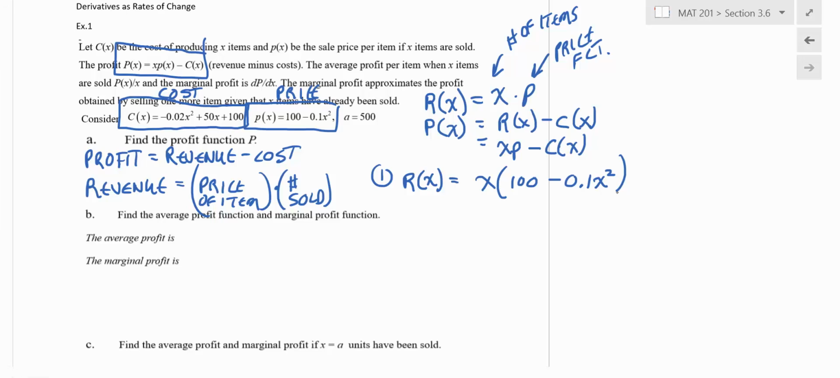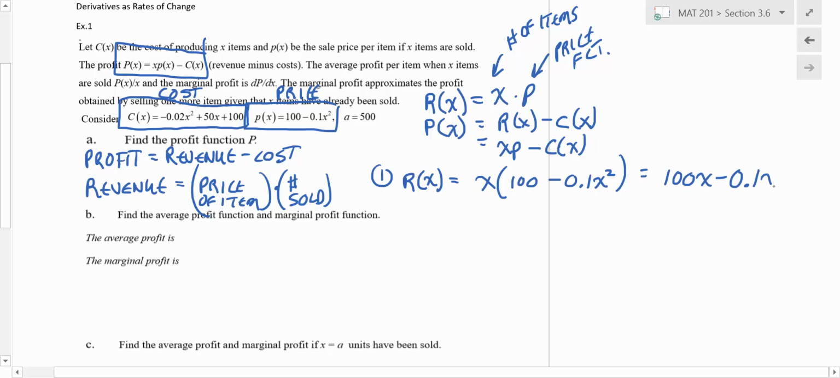Sometimes you're given a revenue function. So that revenue is now going to be, if I multiply that out, distributed property, that's 100x minus 0.1x to the third like that. Okay, so that is my revenue. Okay, all right. Now we're supposed to find the profit function on this. So the profit function is the revenue, which we already got, minus the cost, which I think you were given in this problem. So you were given a cost function.